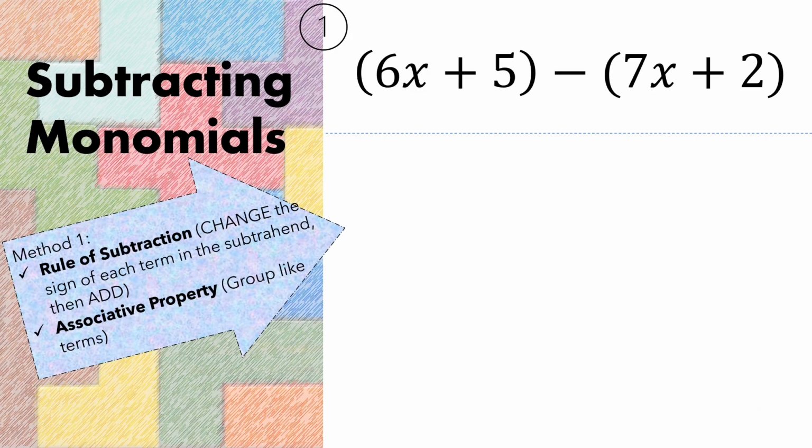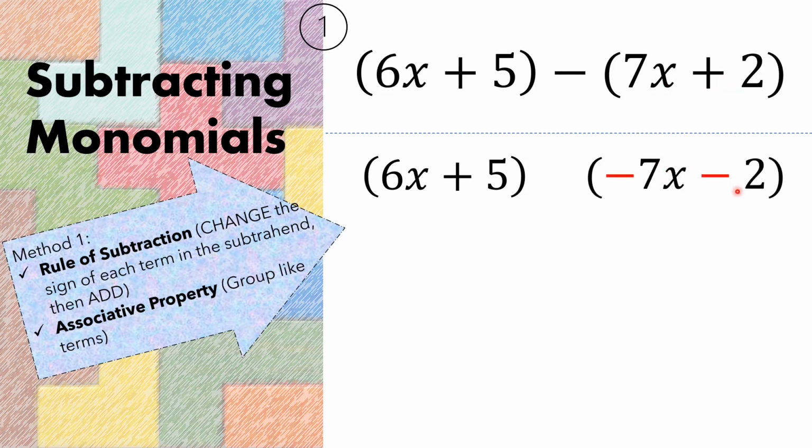In subtracting polynomials, we will be applying three methods. Let's start with method 1, using rule of addition and associative property. Example number 1, 6x plus 5 minus 7x plus 2. So change the sign of each term in the subtrahend. The 7x will become negative 7x, and then positive 2 will become negative 2, and then add.